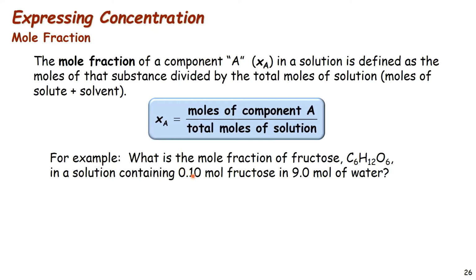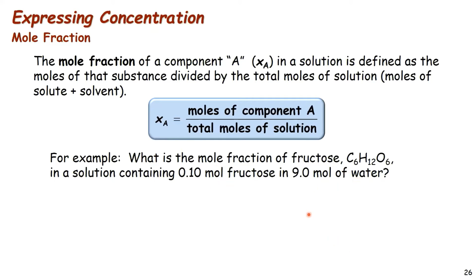But anyway, so we have 0.1 moles of fructose and we have 9 moles of water. Again, in this case, I'd probably give you a volume and a density. So you would go from the volume to the mass using the density, and then from the mass to the moles using the molar mass of water. Do your homework, okay? All those types of scenarios are there for you to solve, okay? Okay, so 0.1 mole of fructose and 9 moles of water.